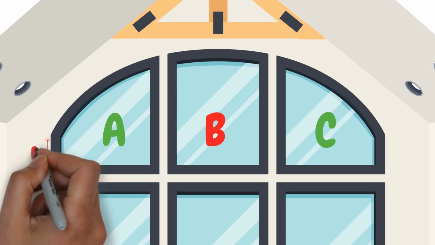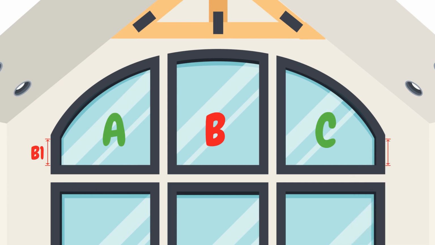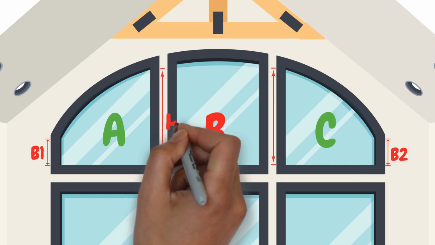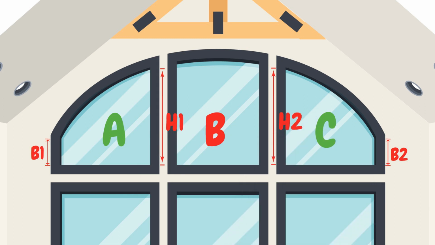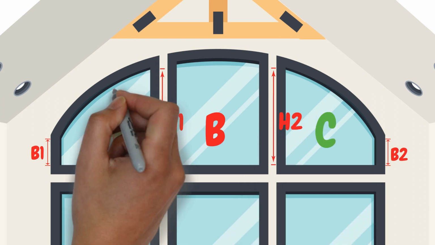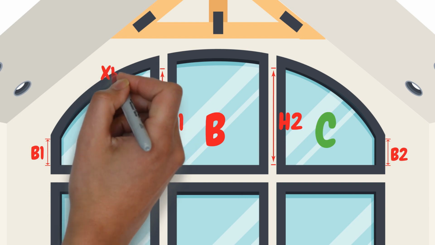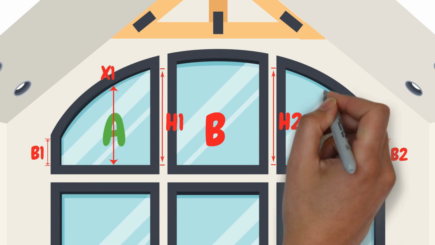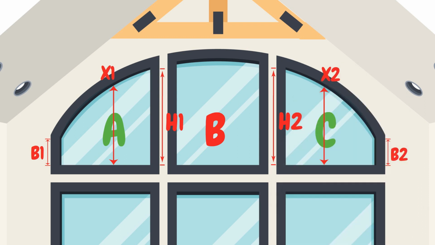B1 would be right here. B2 would be over here on the side. H1 and H2 are straightforward. That's my H1, that's my H2. Next, we find the center mark, and then we shoot a distance to the top that is going to be my X1. And again, we find the center over here. We shoot it to the top. That will be my X2 dimension.